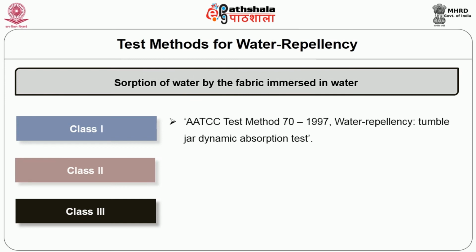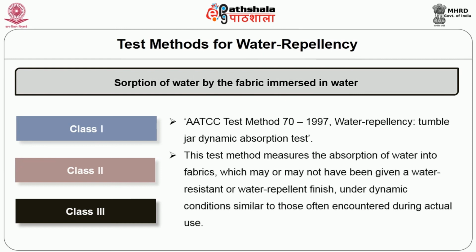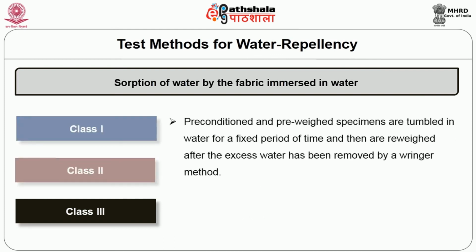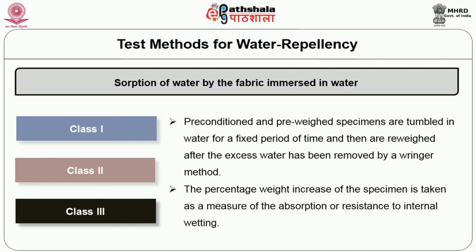Water repellency tumble jar dynamic absorption test. This test method measures the absorption of water into fabrics which may or may not have been given a water resistant or water repellent finish, under dynamic conditions similar to those often encountered during actual use. Preconditioned and pre-weighed specimens are tumbled in water for a fixed period of time and then are reweighed after the excess water has been removed by a wringer method. The percentage weight increase of the specimen is taken as a measure of absorption or resistance to internal wetting.